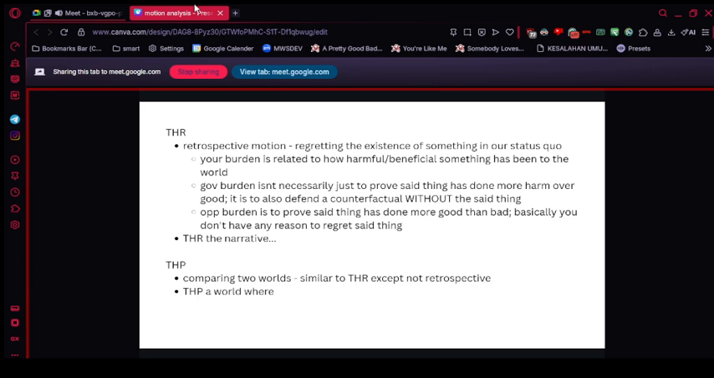So this house regrets. This is about what Ting asked earlier. This house regrets is a retrospective motion, right? So basically, it's about regretting the existence of something in our status quo. What this means is that your burden is going to be related to how harmful or beneficial something has been to the world. So something that has existed and does exist right now.